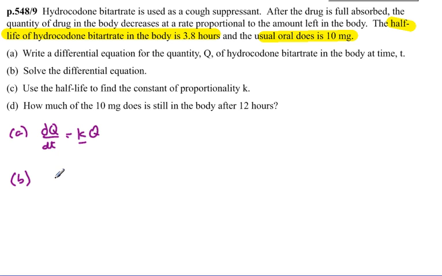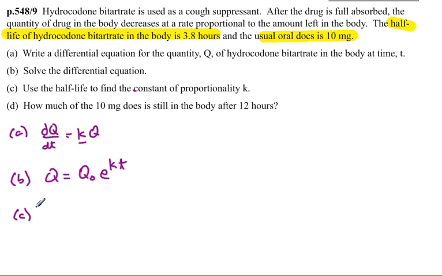Okay, part B, I'm supposed to solve it. If we've gotten good at these, we know it's just Q equals Q sub 0 e to the KT, and I have solved my differential equation. And in this particular problem, they're going to ask me to find K in the next part, so we'll finish that out here.